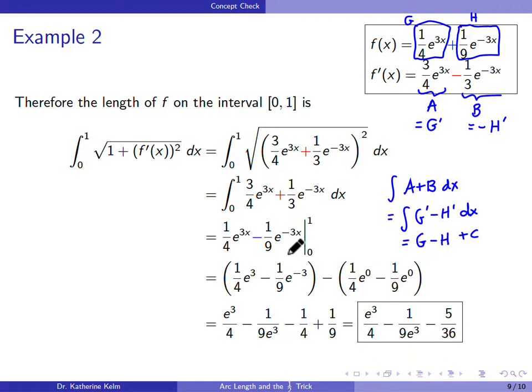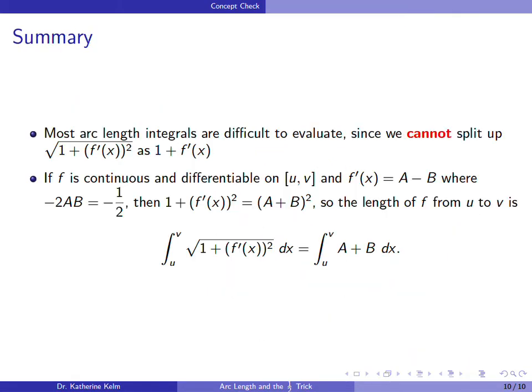To finish the problem, we just have to evaluate our antiderivative from 0 to 1. Plug in 1, plug in 0, subtract, and simplify, and we end up with e cubed over 4 minus 1 over 9e cubed minus 5 over 36. In summary, most arc-length integrals are difficult to evaluate, since in particular we cannot split up a square root by plus signs.